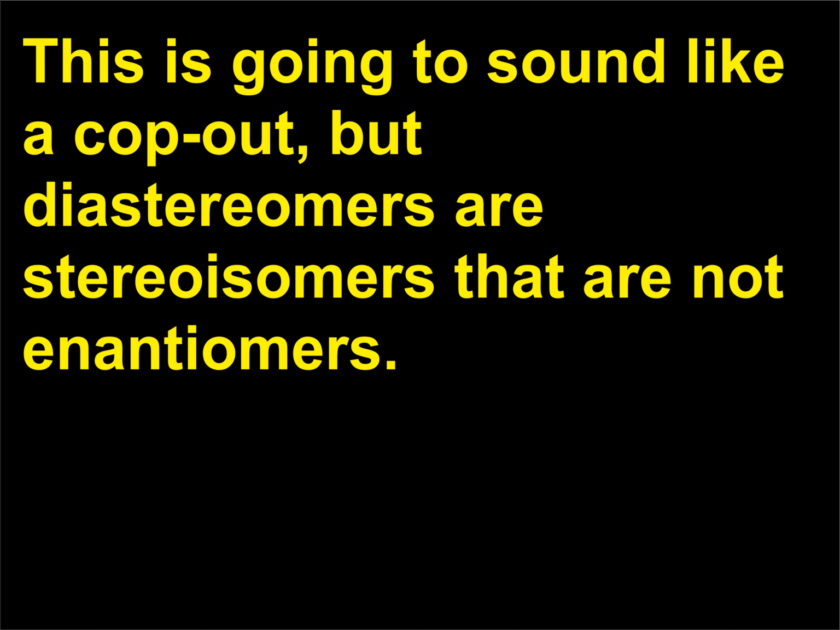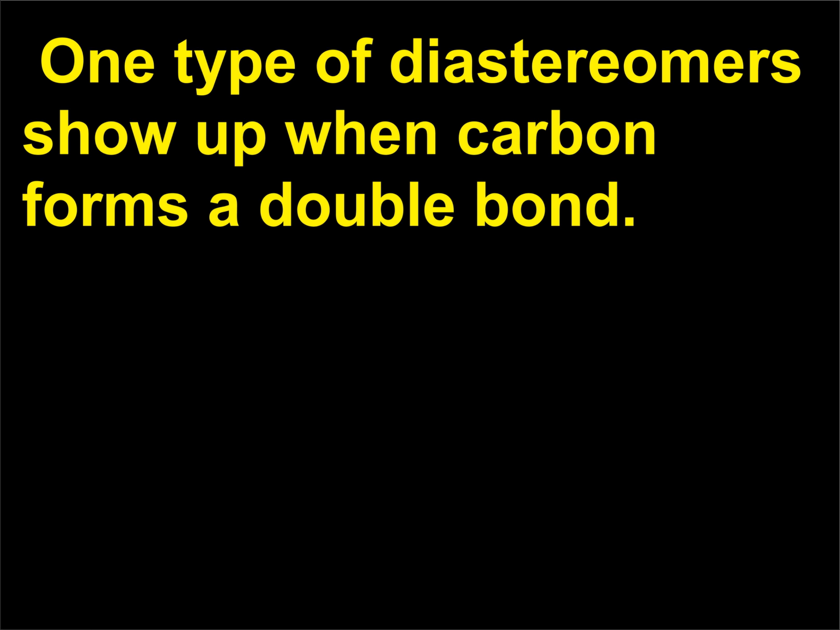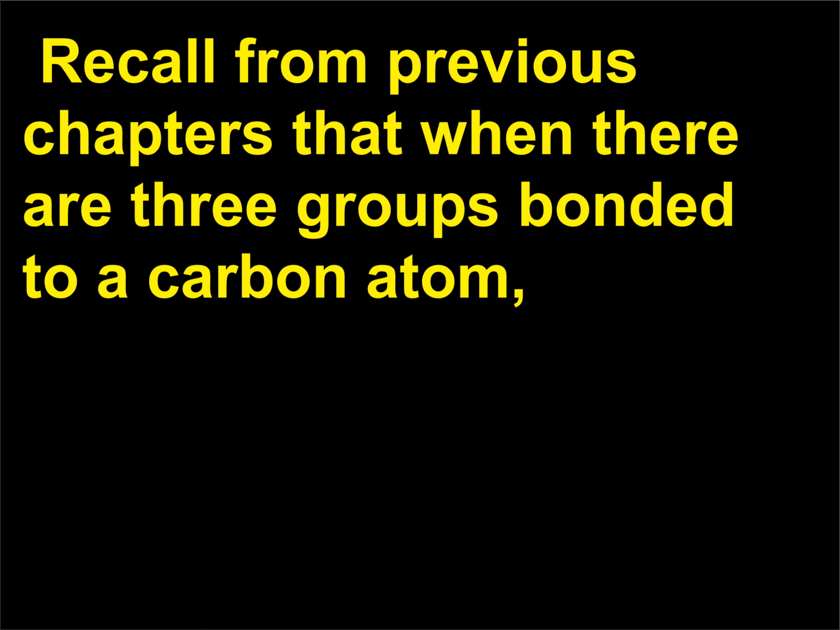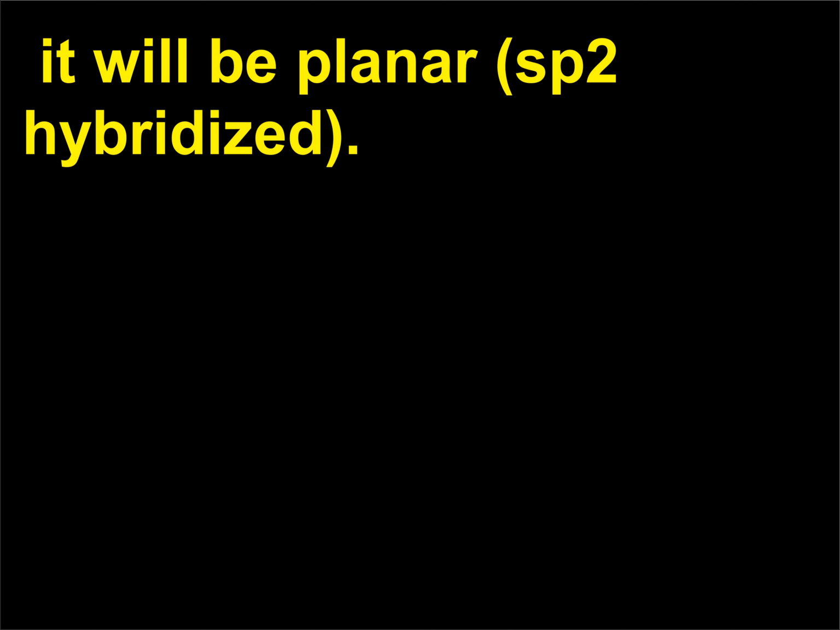This is going to sound like a cop-out, but diastereomers are stereoisomers that are not enantiomers. That's the real, technical definition. One type of diastereomers show up when carbon forms a double bond. Recall from previous chapters that when there are three groups bonded to a carbon atom, it will be planar, sp2 hybridized.